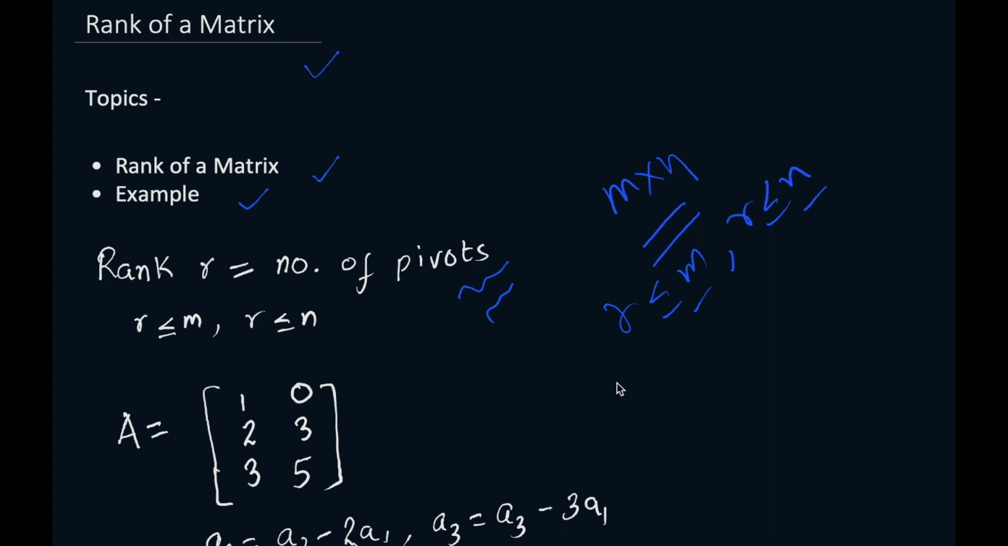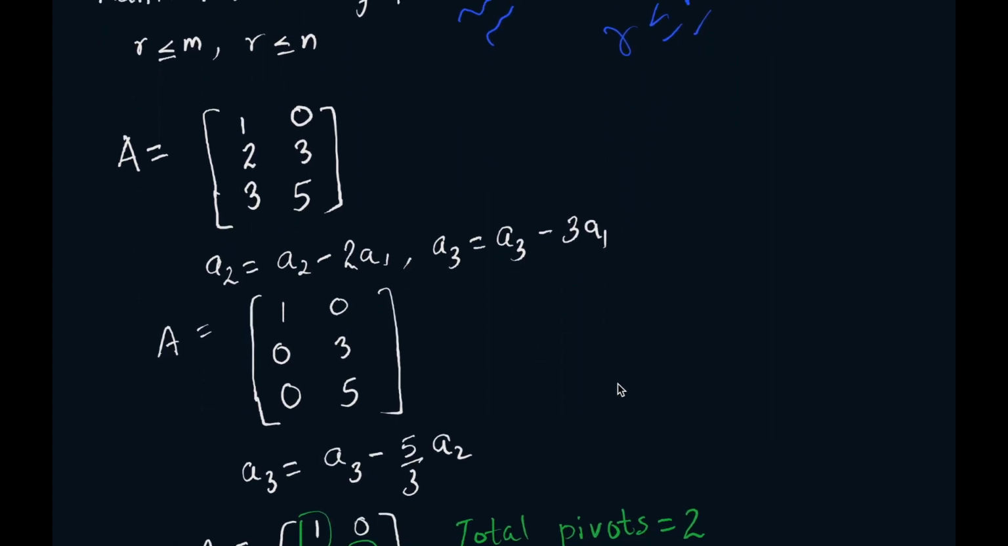Now consider an example. Take A, which is 1 0 2 3 3 5. So this is a 3 cross 2 matrix. Now we will do operations to make these entries 0. Our first operation is A2 equals A2 minus twice A1. This will make this 2 as 0. Our second operation is A3 equals A3 minus 3 A1. So here again we get 0.